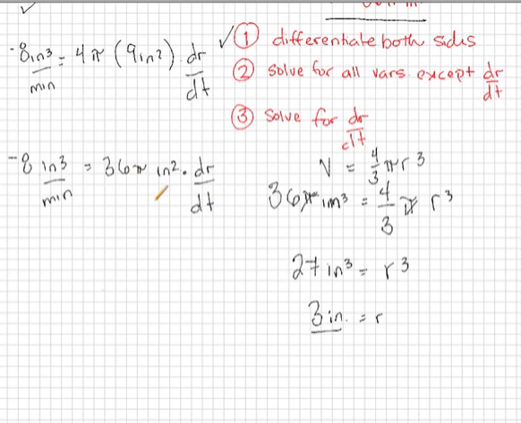Let's go ahead and divide both sides by 36 pi inches squared. And when you do that, you'll get negative 2 over 9 pi inches per minute. And that's your solution for dr/dt. A decimal approximation for that would be approximately negative 0.07 inches per minute.